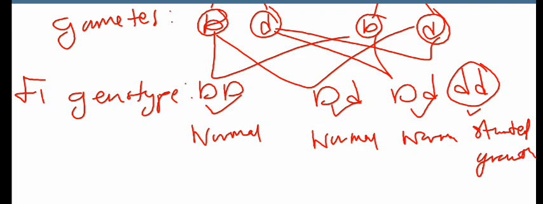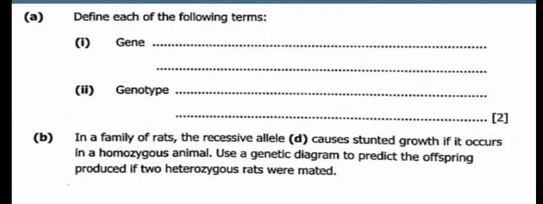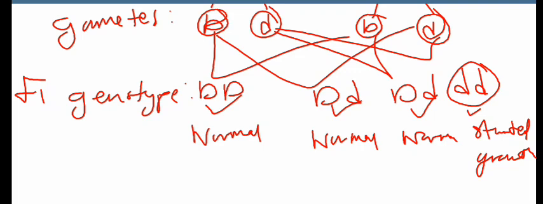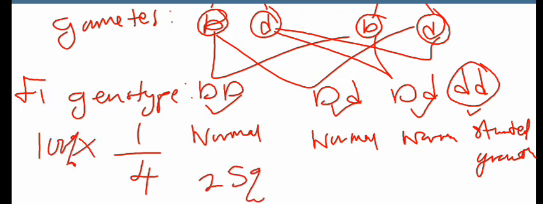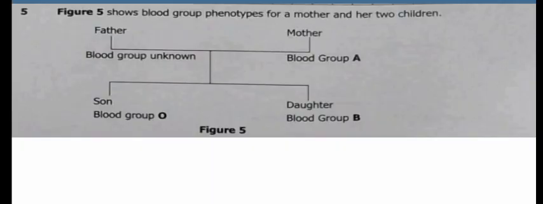Now, if the question was saying predict the chances, let's see what the question was saying. The question was saying we need to predict the offspring produced if two heterozygous rats were mated. Find the probability. Whereby you say how many offsprings do we have here who has been affected by standard growth? We only have one. Divided by the total number of offsprings. So meaning there are 4 here. Then you multiply by 100%. Then you are going to have 25%. But it is not always that when you're doing the computation, you're going to get 25%. Sometimes you can get 50%.